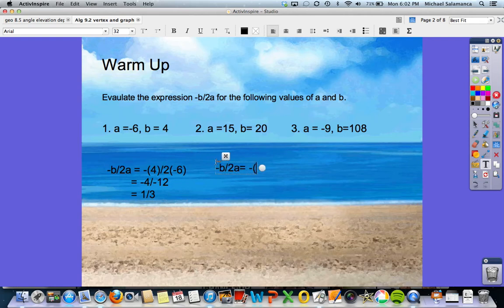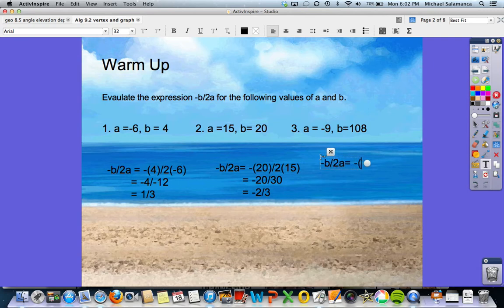Number 2, it's negative b divided by 2a. That's negative b, in this instance 20, divided by 2a, a is 15. So we get negative 20/30 or negative 2/3.